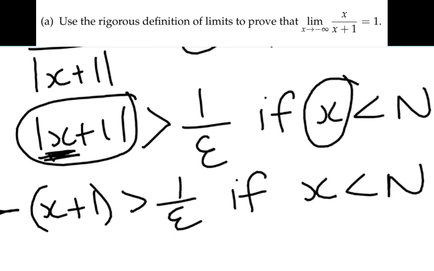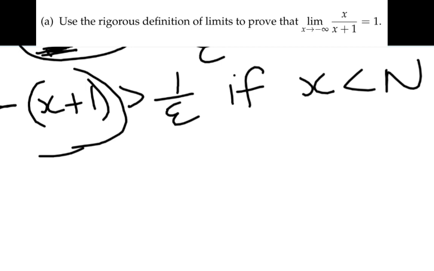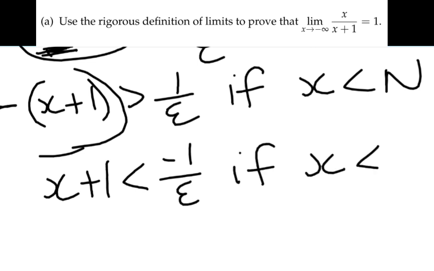Now notice that the left hand side over here is always going to be positive, because if you have a negative x, then you multiply it by a negative outside here, and that's always going to give us a positive, so that's okay. Now we can try to get rid of this negative over here. What we can do is divide by negative. And remember, what happens when we divide by negative? Well, the inequality is going to change. So it's going to be x plus 1 less than negative 1 over epsilon.